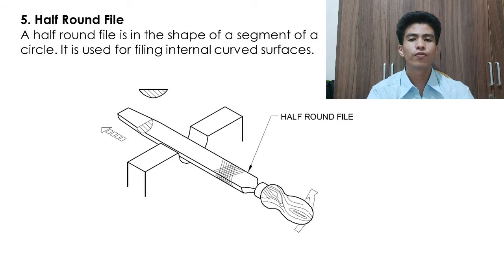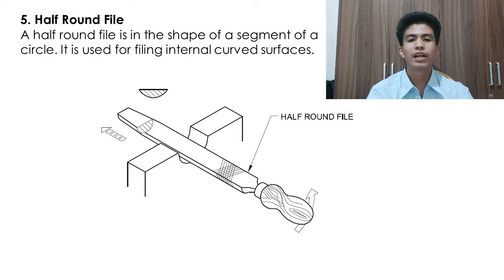The next type of file tool is the half-round file. A half-round file is in the shape of a segment of a circle. It is used for filing internal curved surfaces. These files are well suited to scaling pipes or working to shape or smooth concave surfaces. They can also be used to substitute for hand or flat files in some cases due to the fact that they have one flat face.